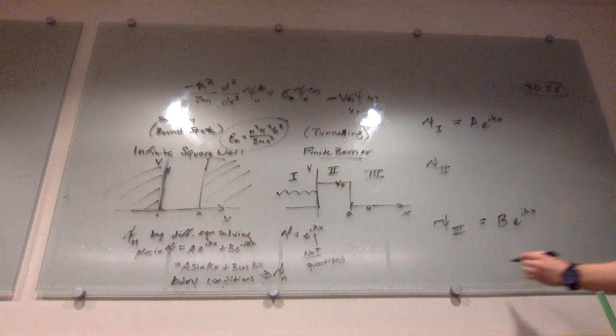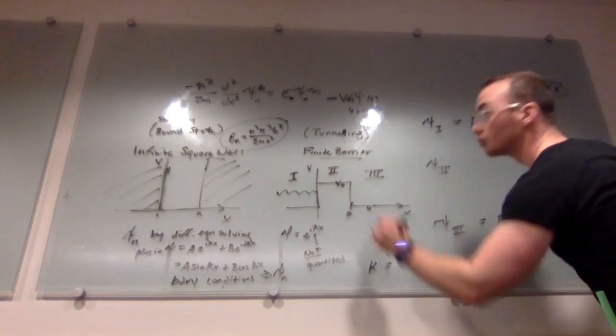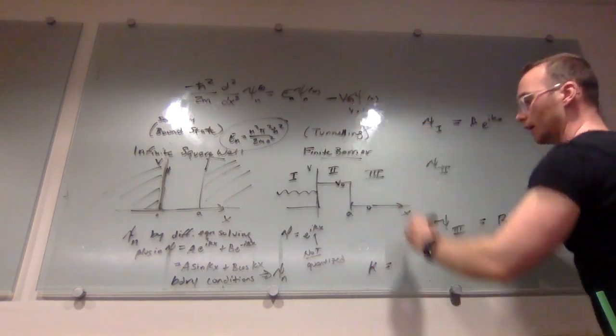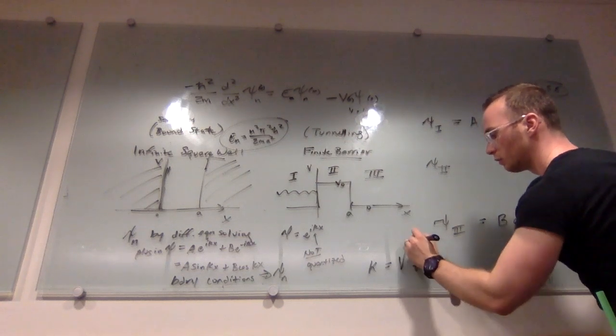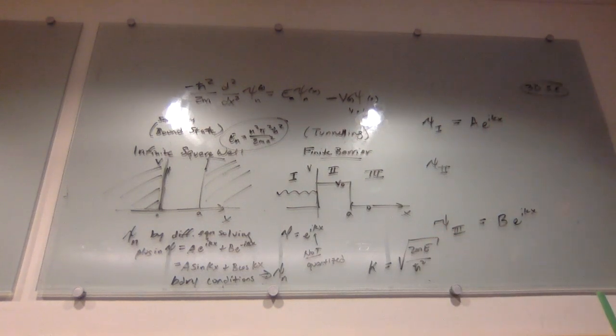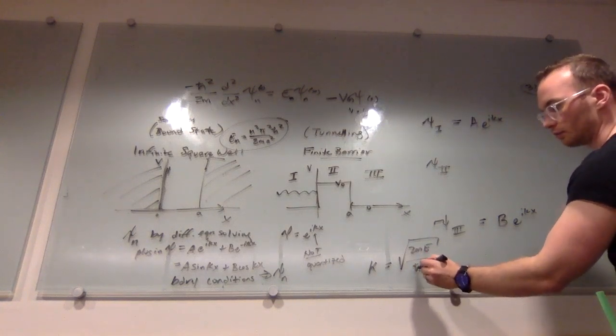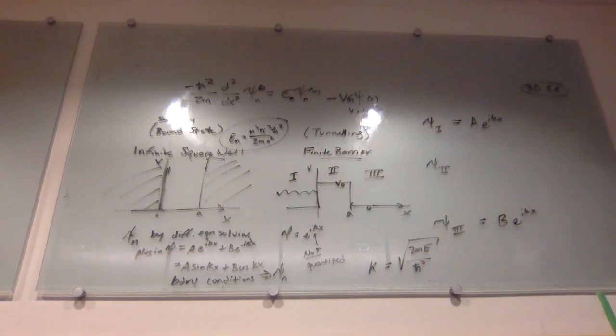As for k, remember, by the way, I used k as a substitution. k is actually the square root of 2mE over h bar squared. That's actually what k is. You could take the h bar squared out if you'd like. I'm just using k because the book uses it, and it just makes writing the exponential a little easier.